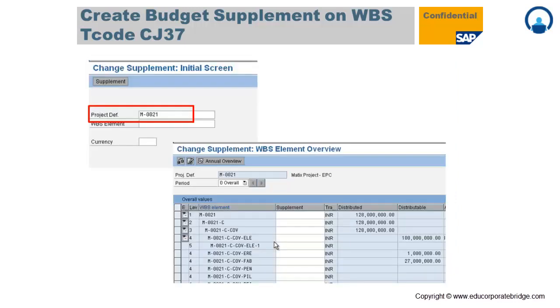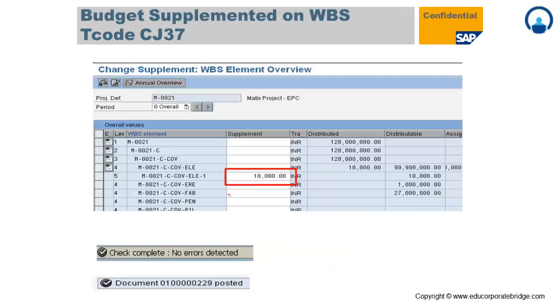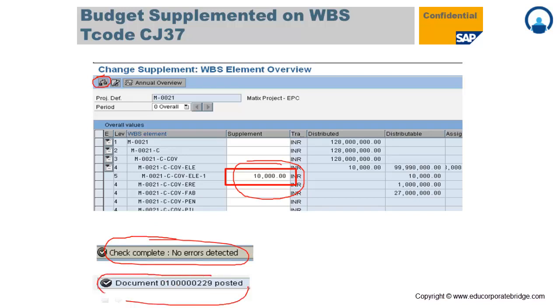Again you need to provide a project definition or a WBS element, then the supplementary amount. What kind of supplement or add-on budget you need to do, that you can put in manually across that particular WBS. So I have done some supplement on the WBS. Finally I have to do the check. Once there is a no check complete error, I have to save that document and the new document gets posted in the system.